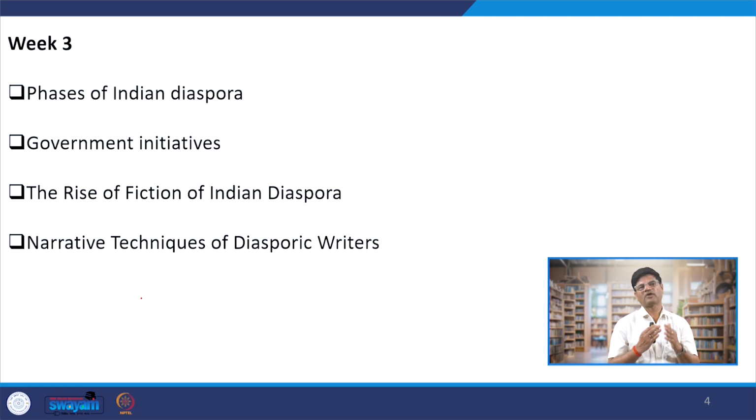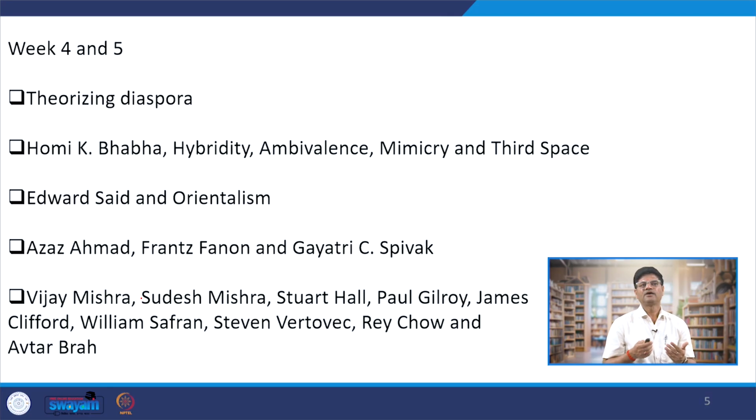These diasporic writers adopt many narrative techniques that suit their purpose, since most of these narratives are based on memory. We find a narrative technique that is more unconventional or non-linear, we can say, where past and present, desire and reality, they are mixing in unbroken fashion, giving us a melee of experiences. So in week 3 we talked about this. In week 4 and 5 we basically tried to look at the theoretical formations around diaspora.